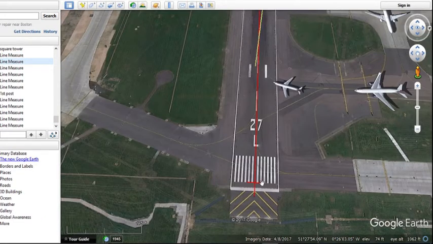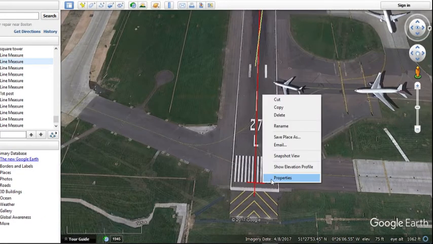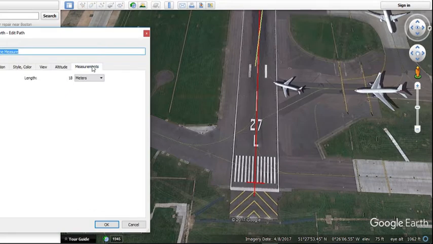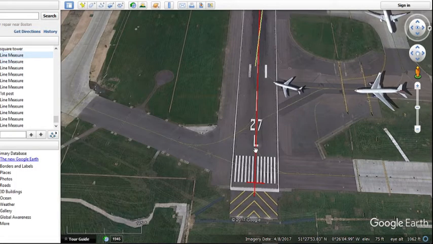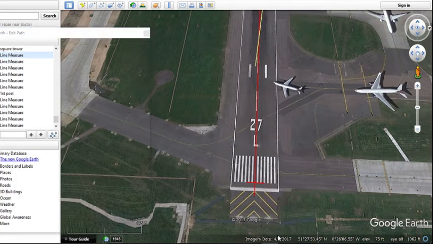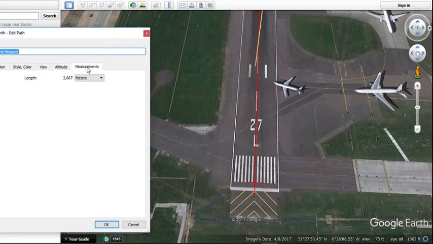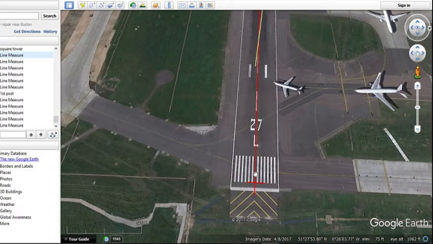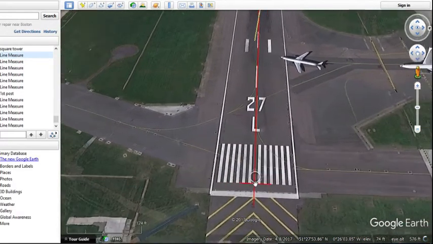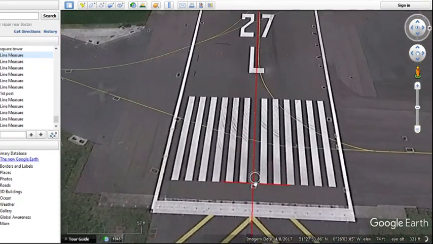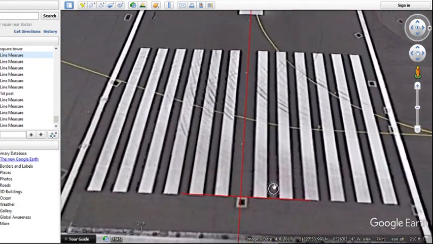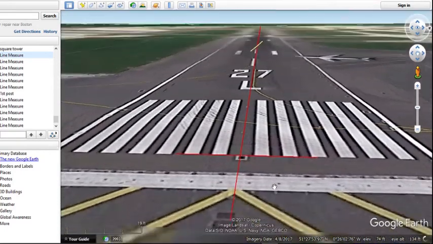Now I'm going to measure how long this red line is. That's 18 meters long. So this line here, 18 meters. Okay, and let's measure the length of the runway. 3,677 meters, or 3.6 kilometers. All right, let's orientate ourselves close to this red line.